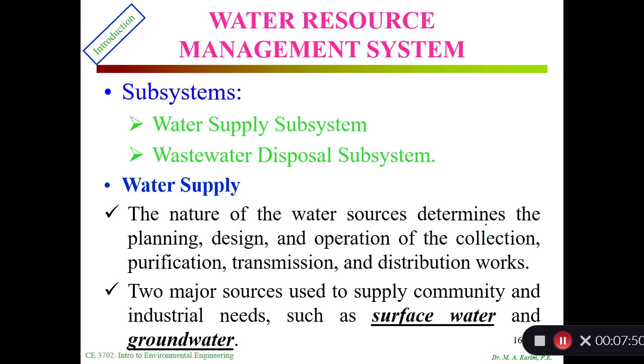Water supply is mainly about the nature of the water sources, which determines the planning, design, and operation of collection, purification, transmission, and distribution works. There are two major sources. We'll discuss more of those sources, surface water and groundwater, in the next topic, topic 2. So the two major sources are surface water supply and the other one is groundwater.